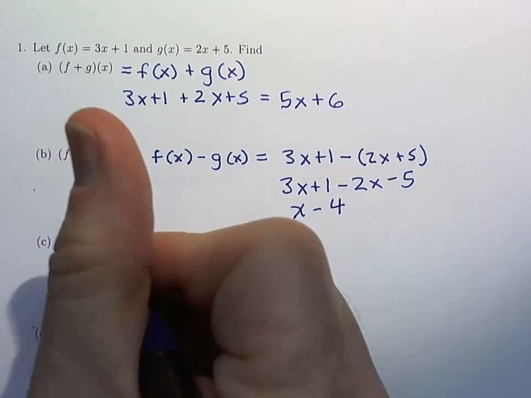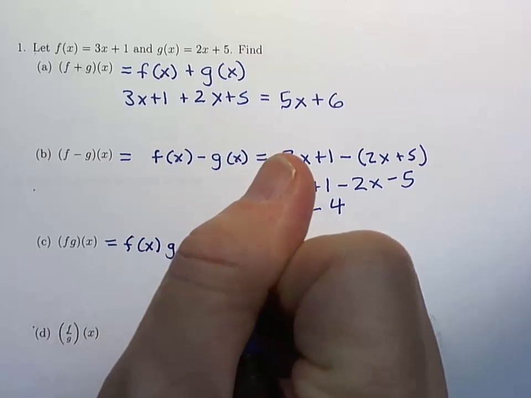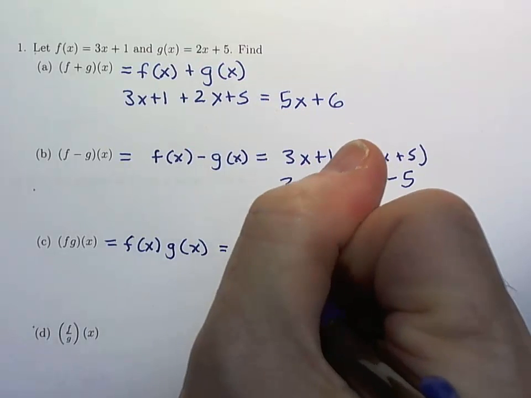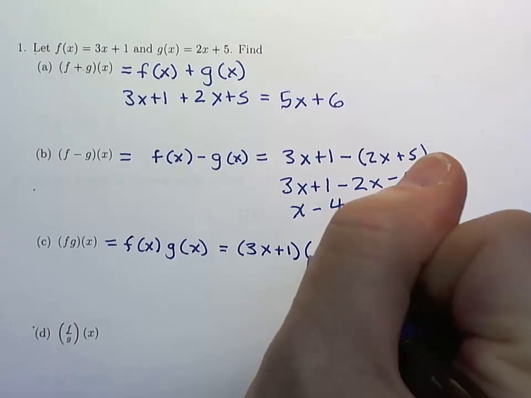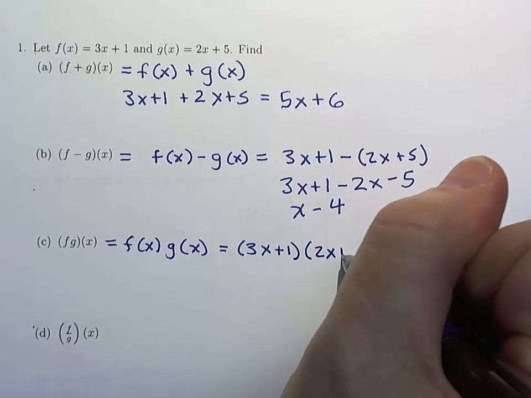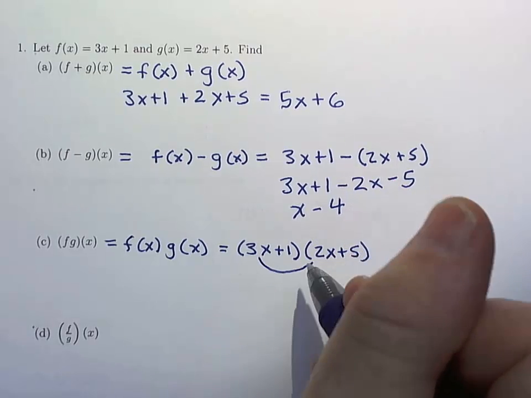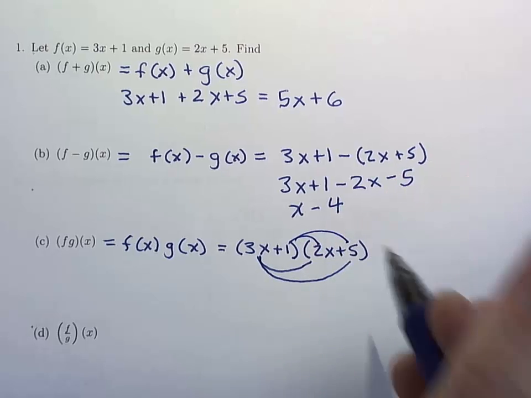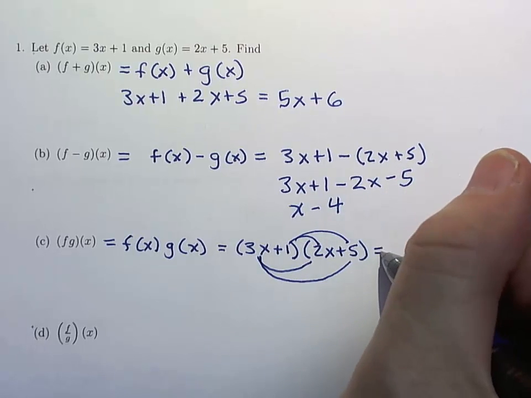Now this one down here, this is f of x times g of x. So this one has a little bit more work involved. We've got 3x plus 1 times 2x plus 5. Now remember, you're just going to distribute. Distribute the 3x through and then distribute the 1 through. Okay, so you might know that as FOIL, right?